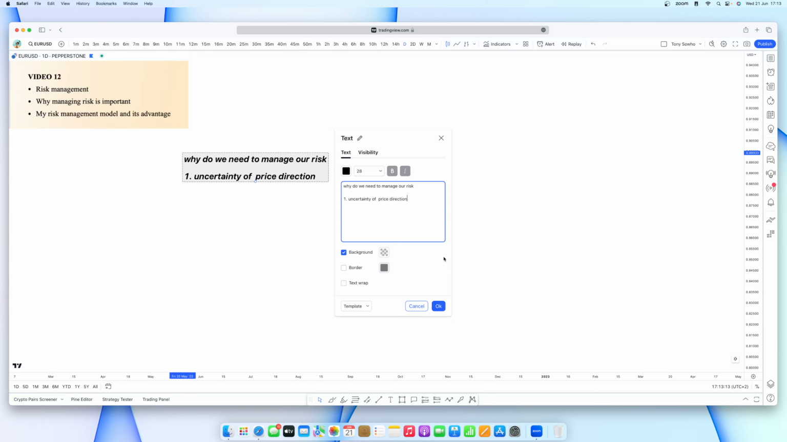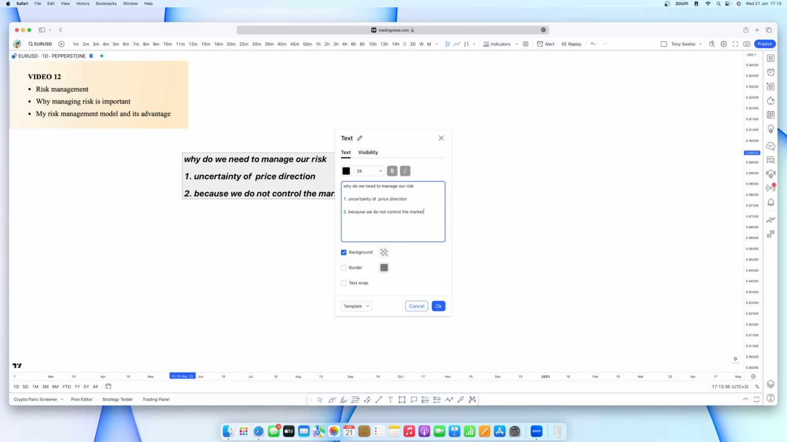So yes, you can do your analysis, know where price is going to get to and reject, but then we do not move price. Okay, and there is every uncertainty. So why do we need to manage our risk? Number 2 is because we do not control the market.